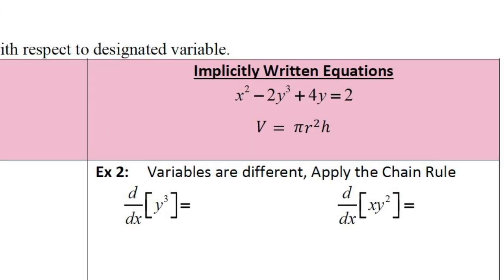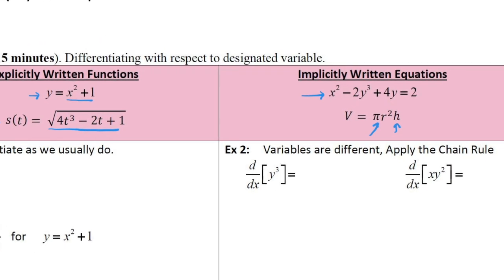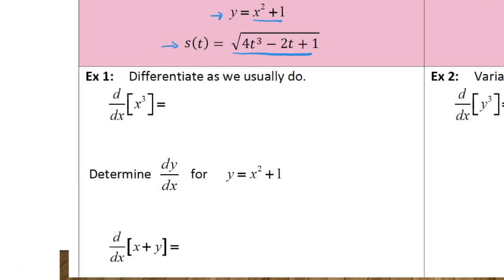Now, implicitly written equations have x and y on the same side. They're a little bit more challenging to solve for one of the variables. For example, if I try to solve this equation for x, then I would have a square root in my problem, and I would have to consider the domain restrictions of that square root. My volume equation, I could easily solve for h, but r might be a little bit more challenging. So implicitly written equations have your variables a little bit more mingled.